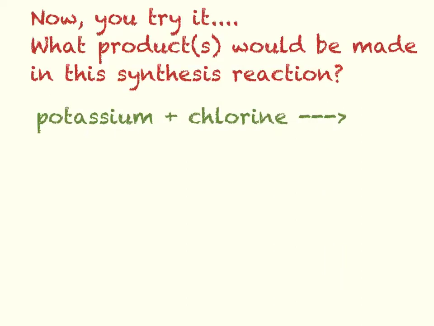So now you try it. If you look at these two reactants, what product or products would be made if this were a synthesis reaction? So we're starting with potassium, and that's K, and we're adding to it chlorine. So we'd put like chlorine gas with potassium metal. What would it produce? So take a moment and think about that, and maybe you can write your answer down.